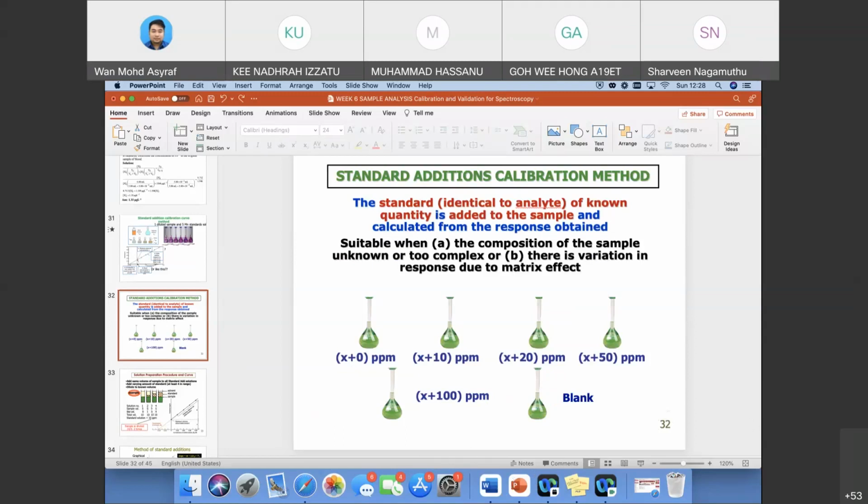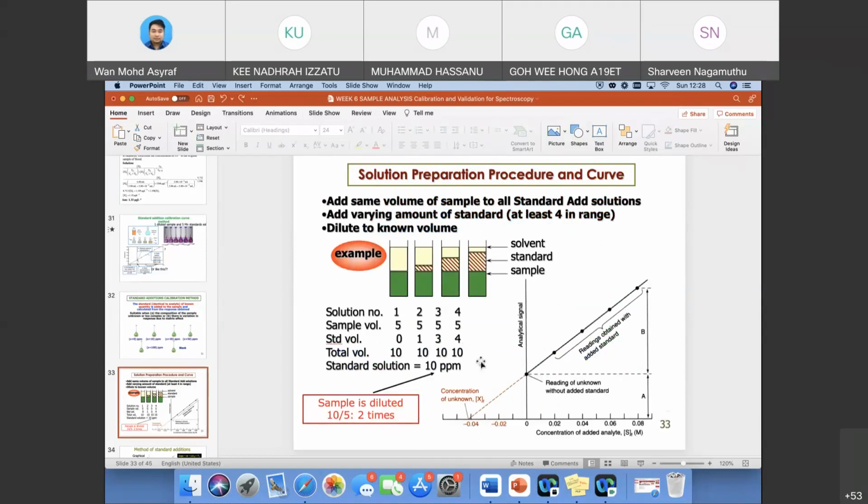Okay. When you look into this figure, you would see that this is sample, this is your solvent, kan? Sample, solvent. So the sample is the same. Everything is 5 mil, 5 mil. Example lah, 5 mil, 5 mil, 5 mil, 5 mil. Alright? So the standard that you put in, the red one, you put in at 0. So this one is 0. This one is 1 mil lah, for example. This one is 3 mil. This one is 4 mil.